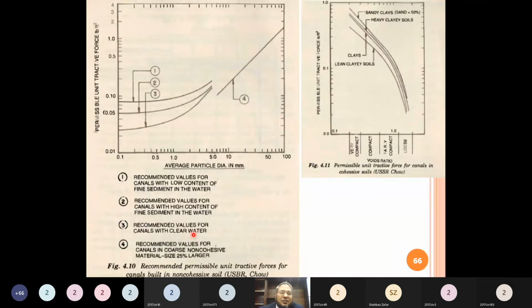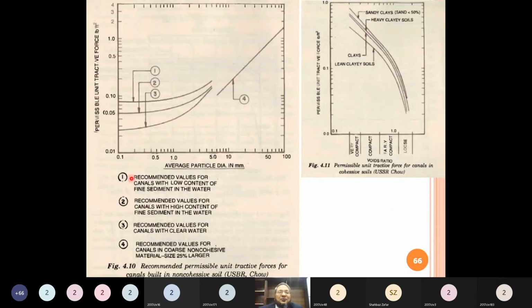All right. Now come here, figure 4.1. What is the y-axis of figure 4.1? Permissible unit tractive force in pound per square feet. What is the variable on x-axis? Average particle diameter in millimeters. So this is the diameter. How many graphs are given? 4. Graph number 1 is recommended values for canal with low content of fine sediments. So this is this figure.